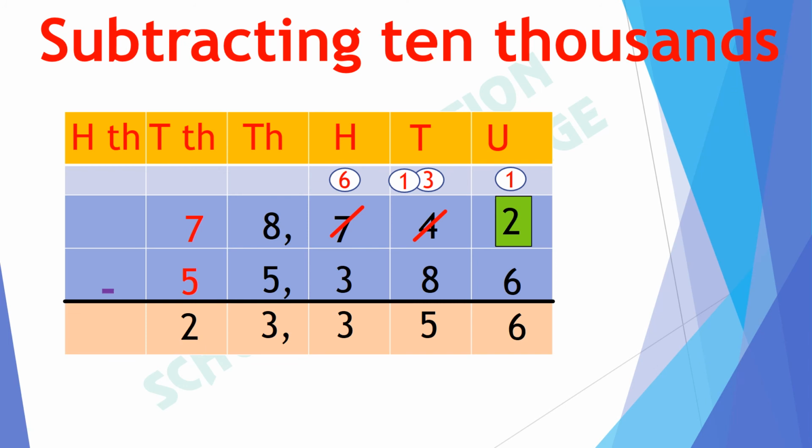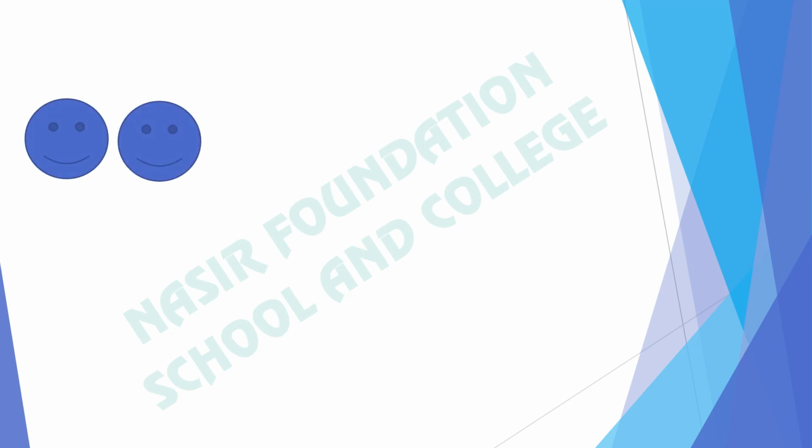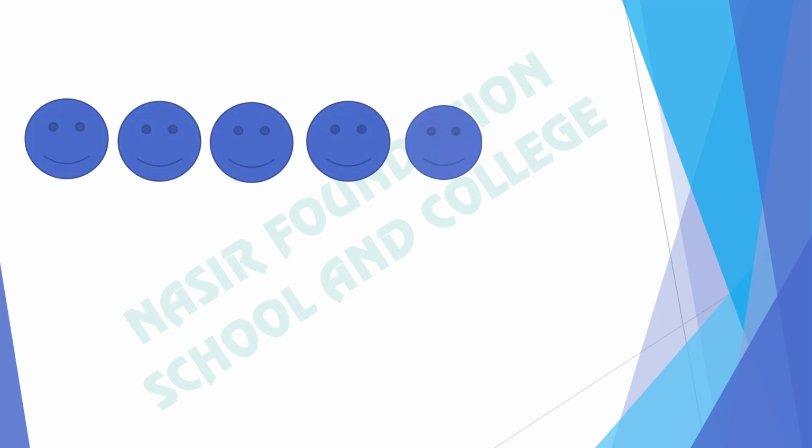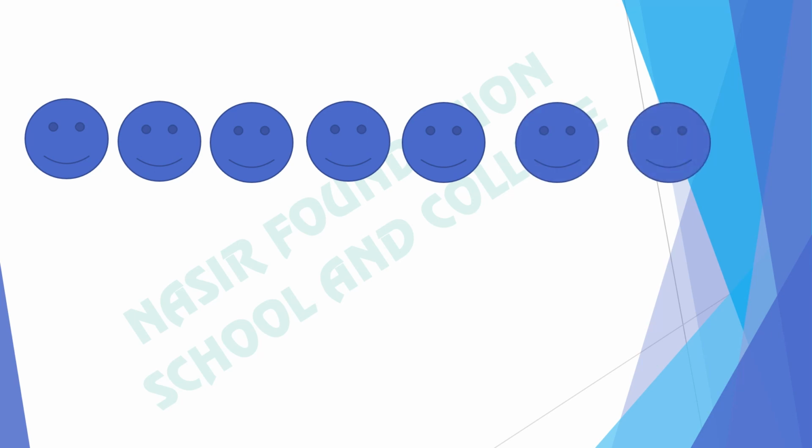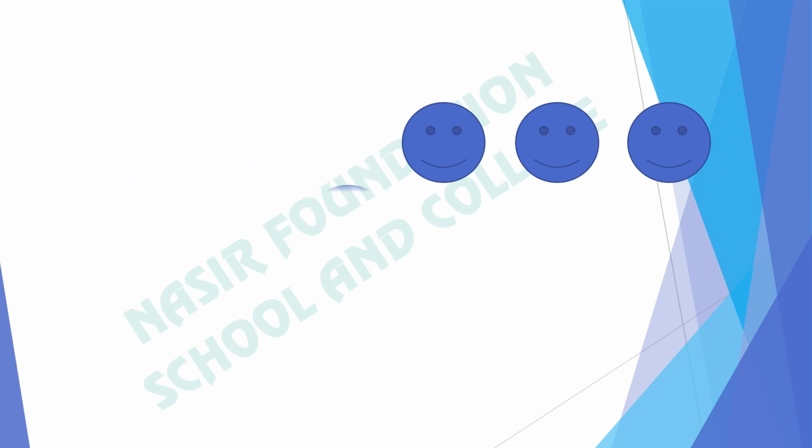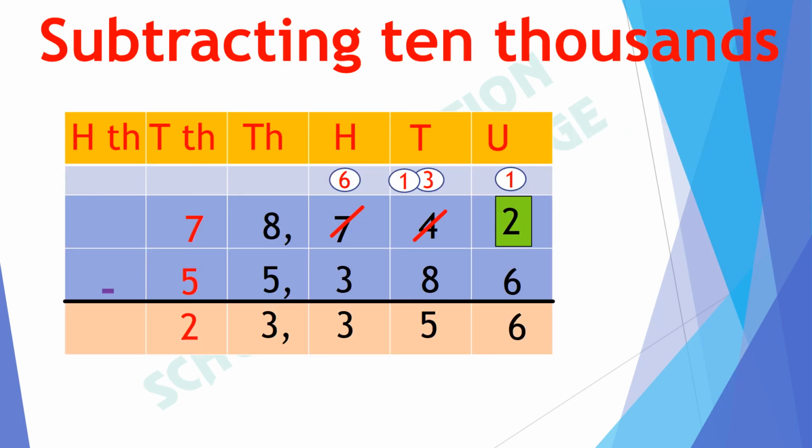After the subtraction of thousands, we will subtract 10 thousands. We have to subtract 5 ten-thousands from 7 ten-thousands. From 7 we have to subtract 5. Here we are left with 1, 2. And we will write 2 in the 10,000s column.